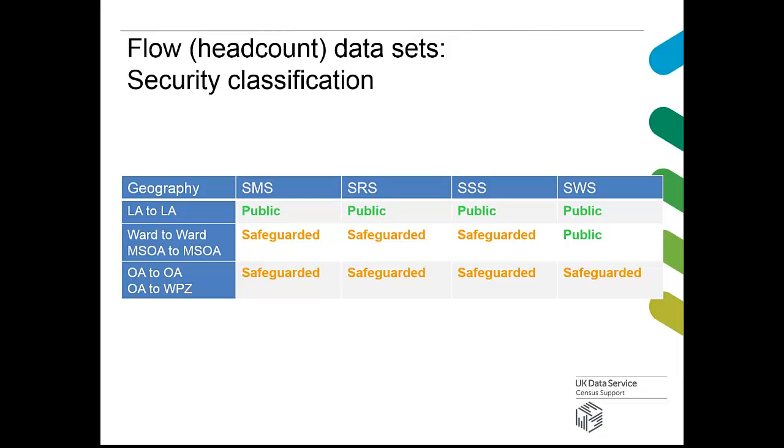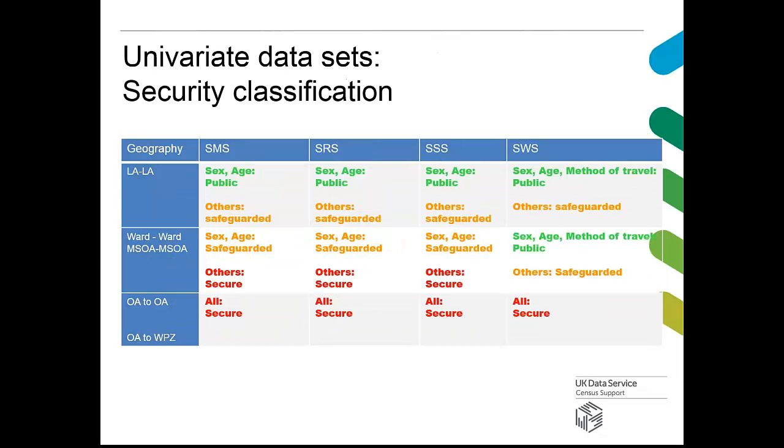This shows the state for the headcount tables. So for local authority level observations, data will be available as the public data sets, the open data sets. For the SWS, the workplace data, there will also be MSOA to MSOA level data that's open. For the other three datasets, and in all cases, for the most spatially detailed observations, those data will be safeguarded.